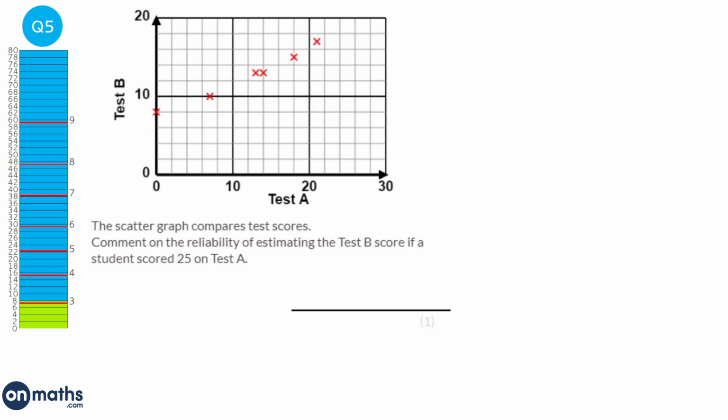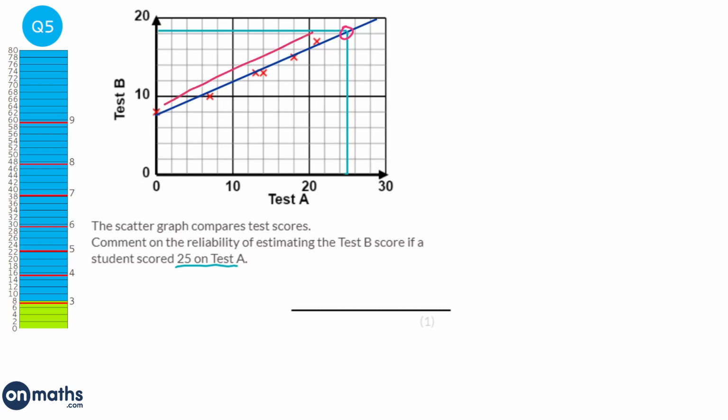So to make estimates from a scatter graph, we've got to first of all draw a line of best fit, which would be something like this. And what we'll do is to find an estimate of test score B, given the fact they got 25 on test A, means that we would draw a line up from test A at 25. Should be here and then across, and that's how we'd make the estimate. But look at where that is hitting our line of best fit. It's hitting it here. What do you notice about this position here?